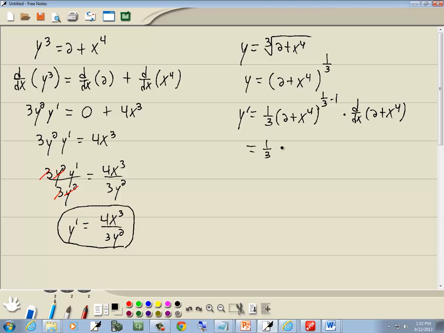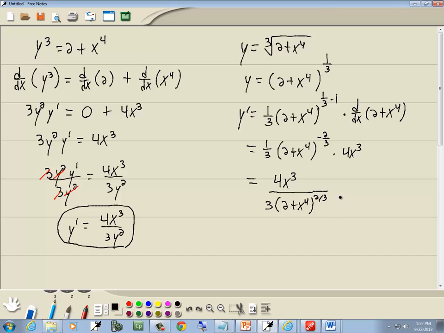Well, that's going to give us 1/3, and then we've got 2 plus x to the fourth to the 1/3 minus 1, which is negative 2/3, times the derivative of 2 plus x to the fourth. The derivative of 2 is 0, and the derivative of x to the fourth is 4x to the third. Okay, so this 4x to the third I can put up on top. I'll put this all into a single fraction. So I've got 4x to the third, and then down below I've got 3 times 2 plus x to the fourth, to the positive 2/3 power.